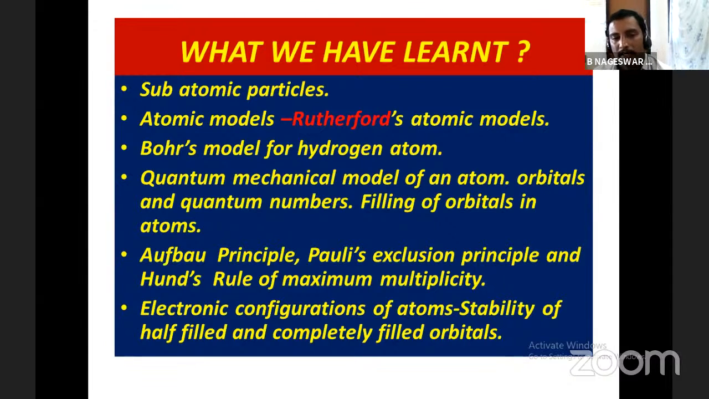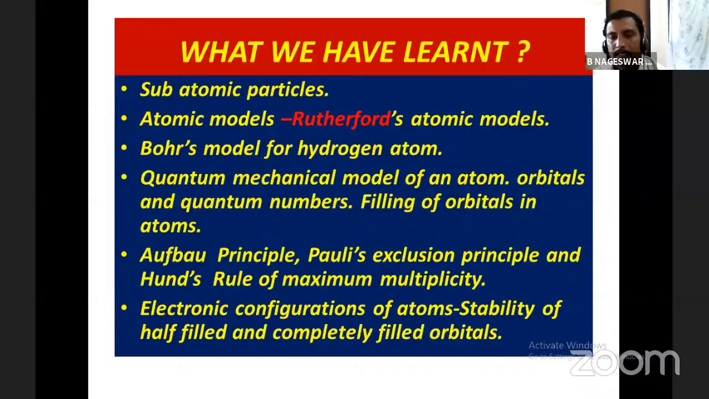Okay, so many atomic models are there: Dalton's atomic theory, Thomson atomic model, Rutherford atomic model, Bohr's theory of hydrogen atom. These are the atomic models. After that, finally we discussed the quantum mechanical model of an atom. After that, we discussed orbitals. To distinguish orbitals completely, we discussed quantum numbers. Quantum numbers are of four types: principal quantum number, azimuthal quantum number, magnetic quantum number, and spin quantum number. We discussed the quantum numbers and their significance.